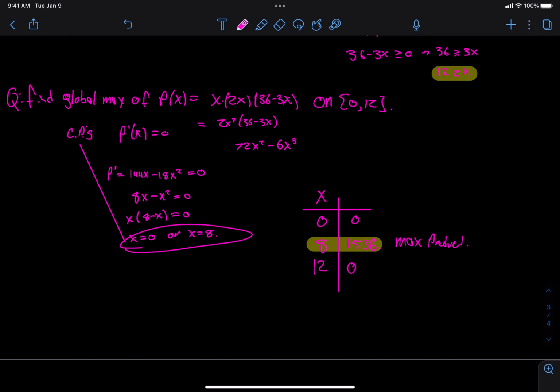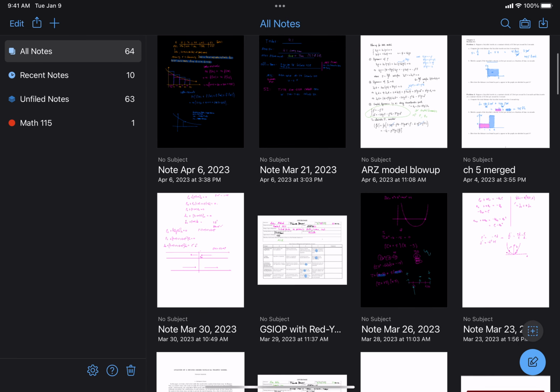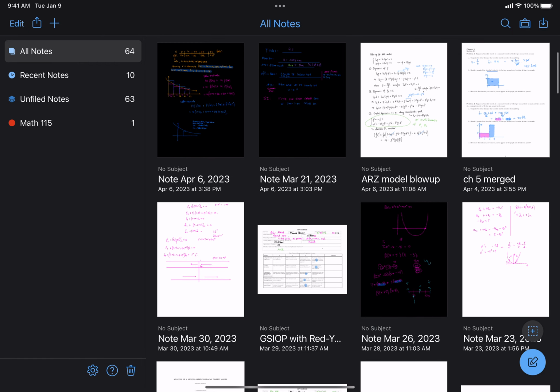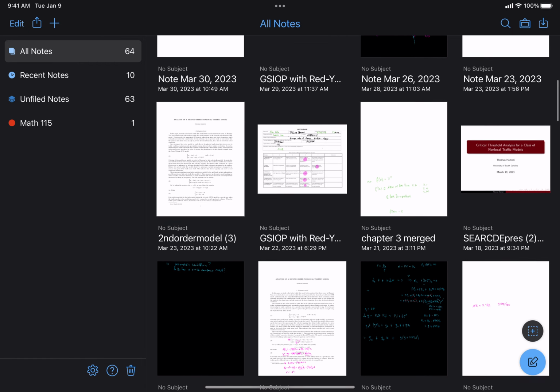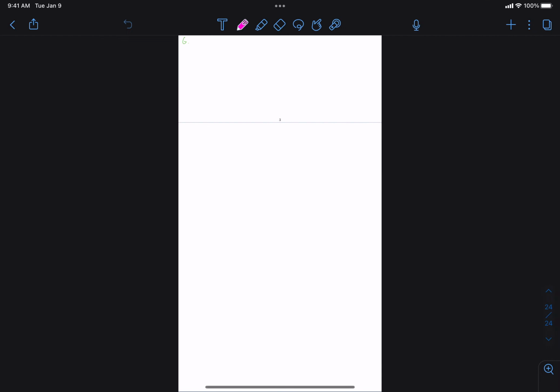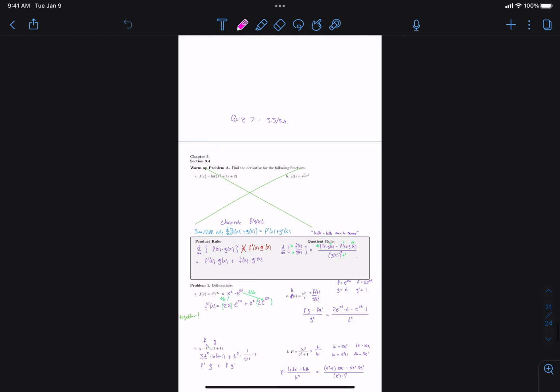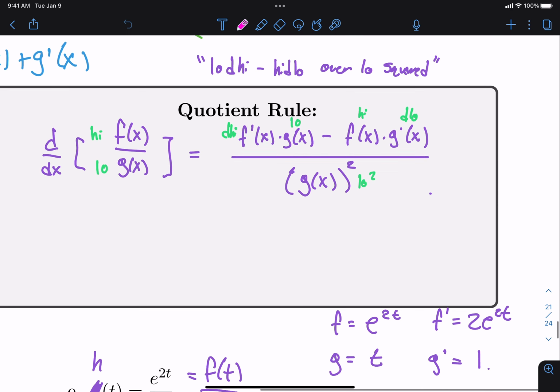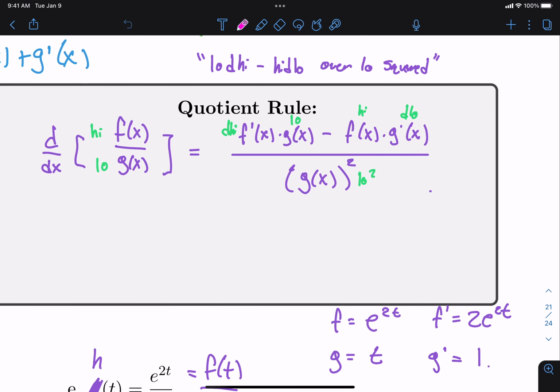The quotient rule, absolutely. Yeah, no problem. So let's go back to that's chapter 3 merged. So that was in section 3.4, right? Okay, so what is the quotient rule? Basically, the quotient rule tells us how to find the derivative of one function divided by another function.